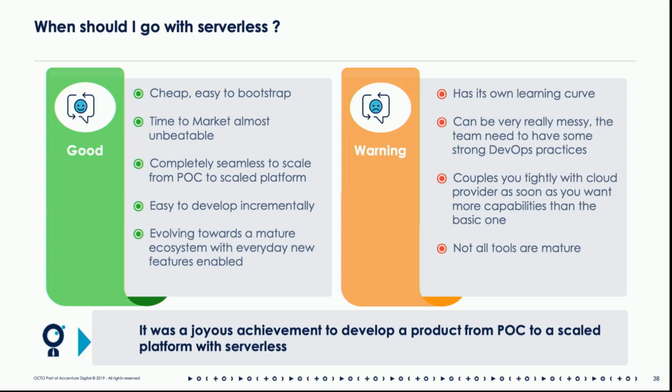It couples you tightly with the cloud provider as soon as you want more capability than the basic one. I'm saying this because we actually chose the platform. I know it's not always the case in every company, but we chose AWS because it was fitting our needs. And tomorrow, if we have another project, maybe with more data, maybe we will choose GCP because it has other possibilities. And even though it's becoming more mature, not all tools are mature. It was a pleasure to develop with such a framework.